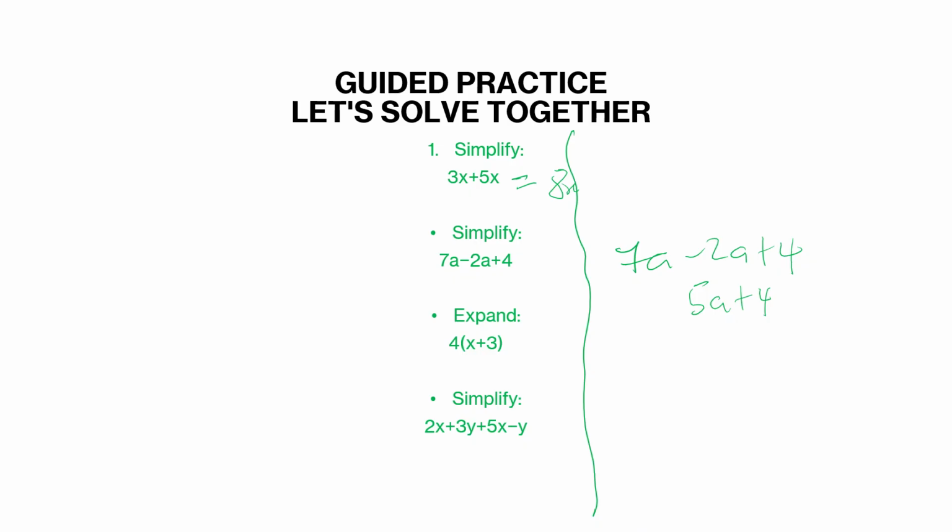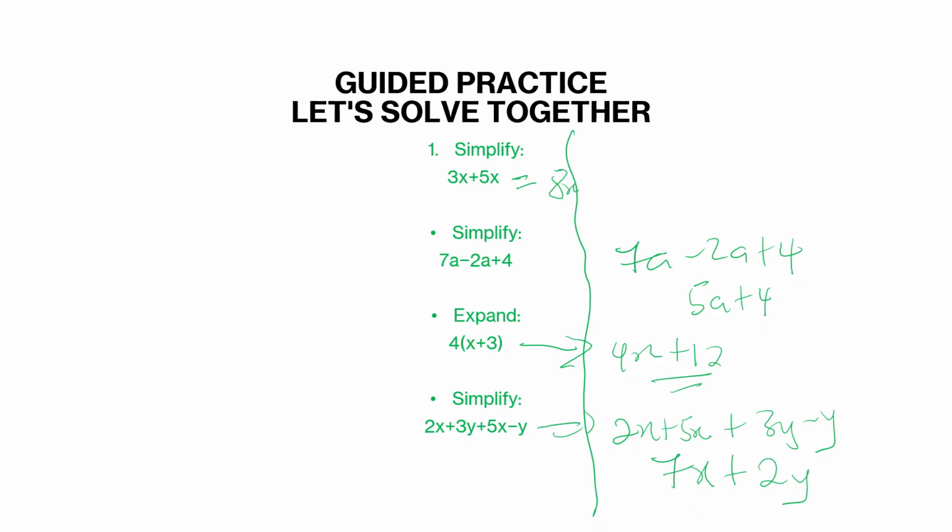Let's look at the next example. We are supposed to expand this expression. So we have 4x plus 12. The final solution: the like terms are 2x plus 5x and then 3y minus y. Solving, you see 2x plus 5x is going to give you 7x, and then 3y minus y will give you 2y. Remember, as a student, in your solving of algebraic expressions, when there's a need for you to group like terms, you are supposed to do so.